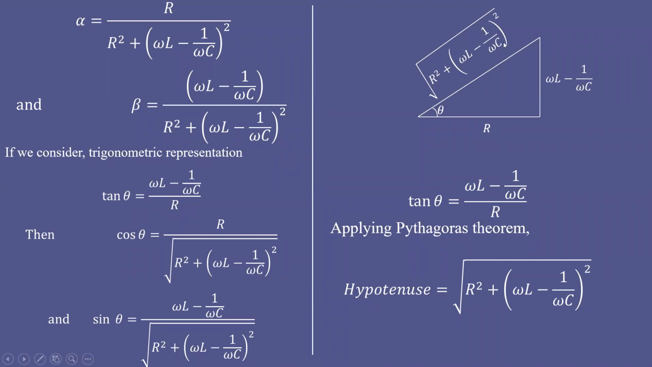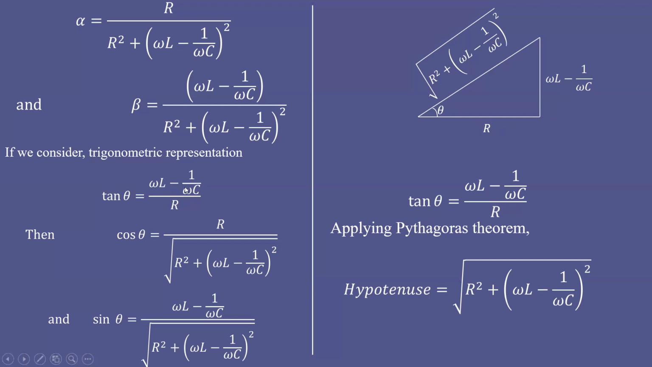We'll imagine a triangle here on the right hand side. Let us take a right angled triangle having one angle as theta, and take the side opposite to the angle as omega L minus 1 by omega C, and the adjacent side equal to the magnitude R. Then what is the value of tan theta? Tan theta is given by opposite by adjacent.